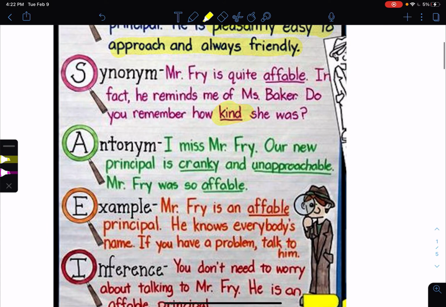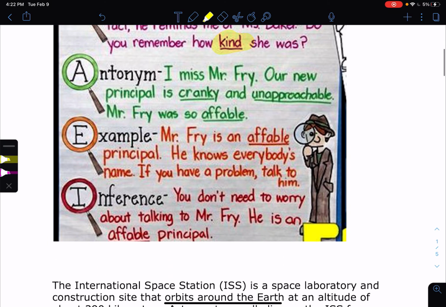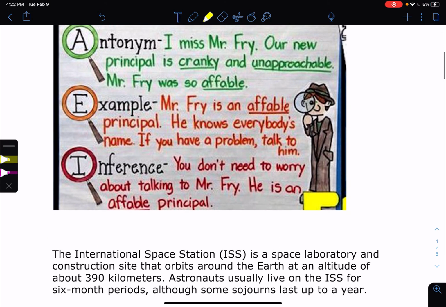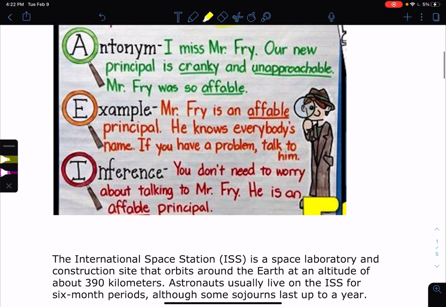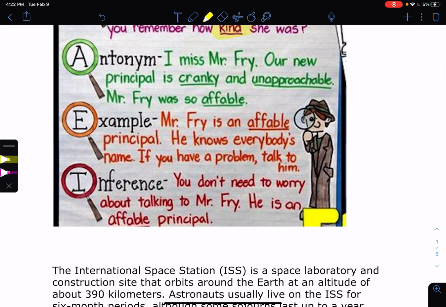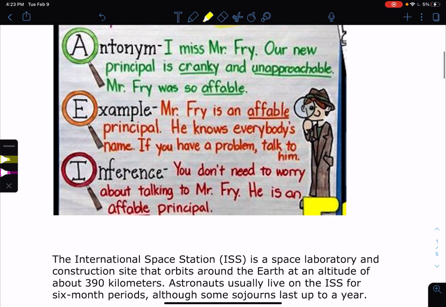Okay, so you can also get an example. Here's an example. Mr. Fry is affable, an affable principal. He knows everyone's name. If you have a problem, talk to him. So they give you an example of what an affable person is. Someone that knows people's names, someone that you can talk to. Okay? And then there's the inference.